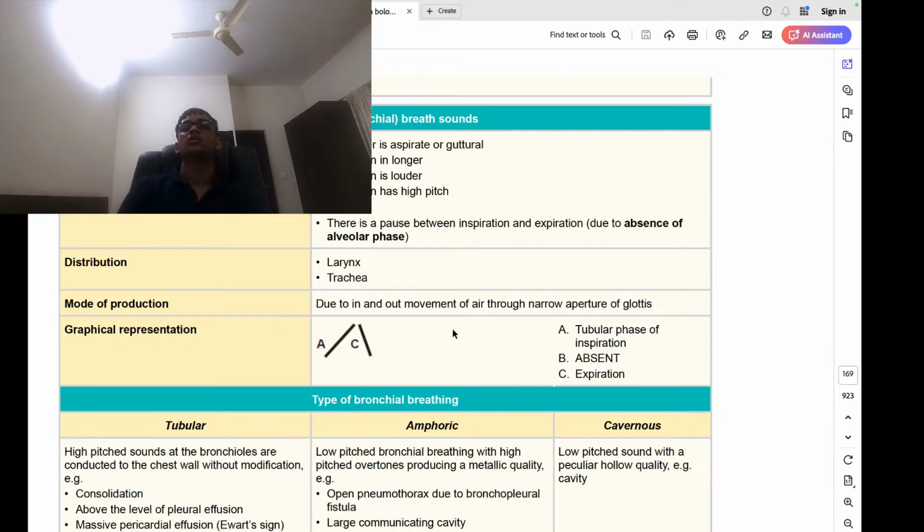Then tracheal breath sounds. They are characteristically aspirate or guttural. Expiration is longer, louder, and has higher pitch. I to E is 1:1, it is equal. There is a pause between inspiration and expiration due to absence of alveolar space.